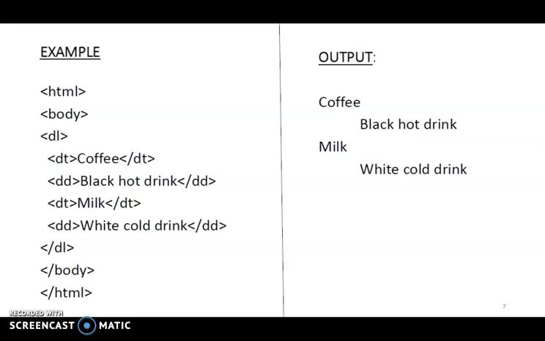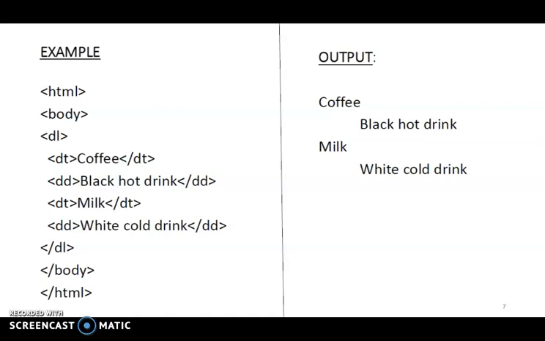After that you again start the DT tag. In between you mention the milk. Okay, after that you mention the DD tag. In between you have white, cold and drink. Okay, then finally your DL tag is closed, your body tag is closed and the HTML tag is closed. Now you can see the output of this code. First one, whatever you write between the DT tag.